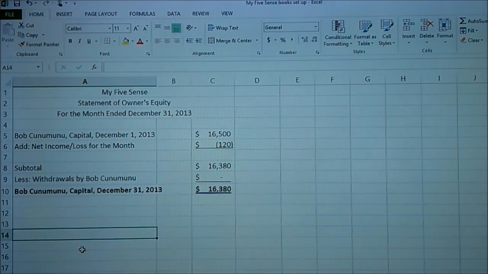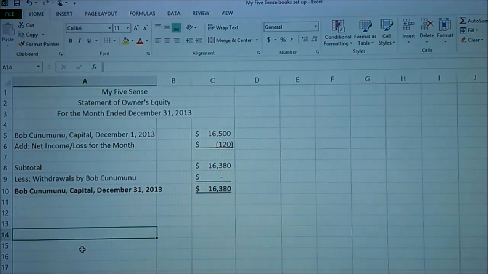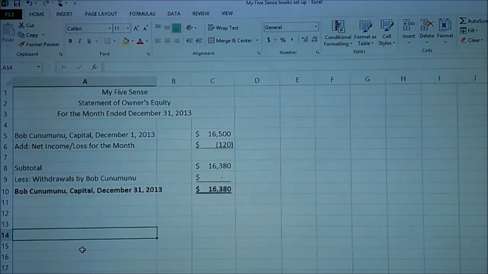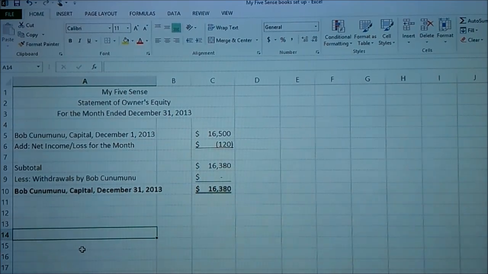So again, the company name, My 5 Cents, statement of owner's equity. And this is for the month ended December 31st. So again, it's for over a period of time. This basically summarizes all the changes in owner's equity over that period of time. So again, it captures an updated balance, if you will, of the capital account. So the opening balance for Bob's capital was $16,500.